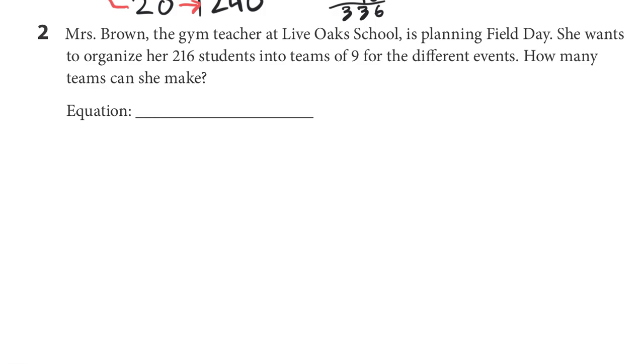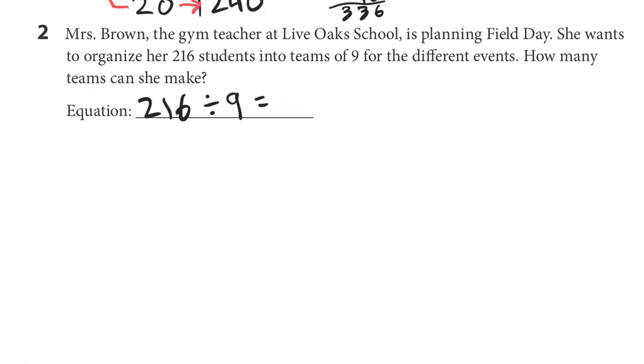If she has 216 groups and there's 9 in each group, that would be a multiplication problem, and that would be an enormous problem. So it's not asking us to multiply, okay? It says she's going to divide the 216 students into groups of 9. So that division is what we're looking for. So we're going to be doing 216 students, dividing them into teams of 9, and this answer will be how many teams Mrs. Brown can have, okay?